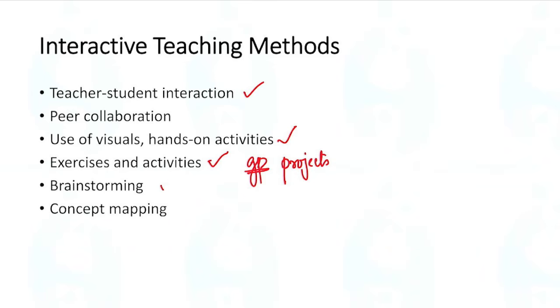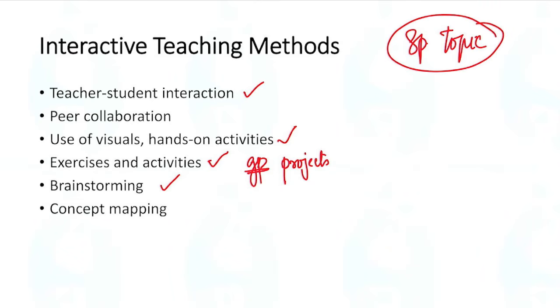Then we have brainstorming. Talking about brainstorming, that is a group activity where the students are encouraged to come up with many ideas. One specific topic will be given, and if there are 10 students, they might be having 10 different ideas, with which they are going to have a deeper understanding of the concept. So that is about brainstorming, and it happens as a group activity.